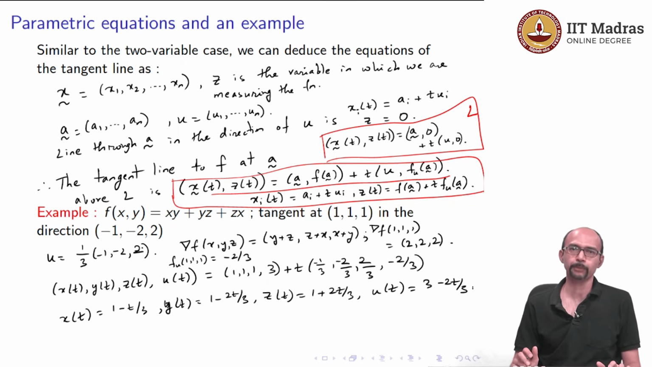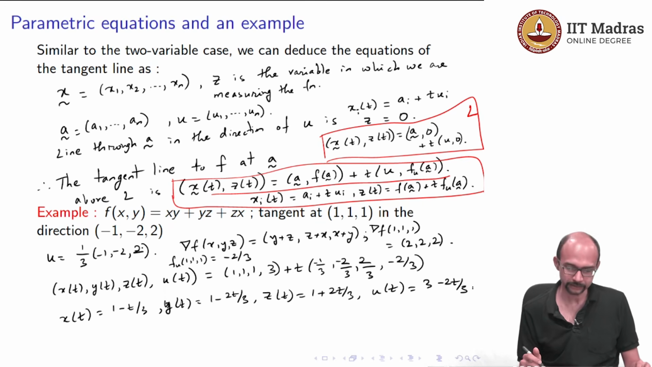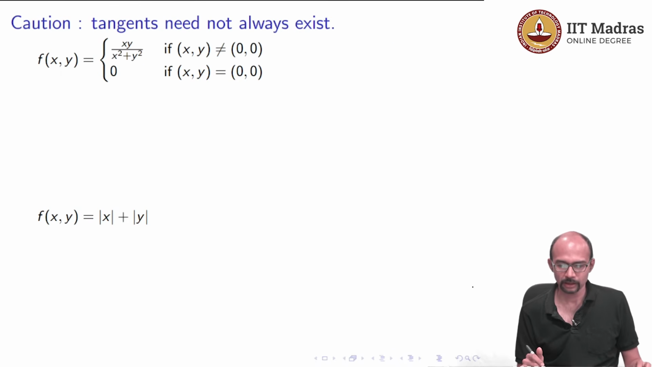Once we know what to compute, it's very easy to actually compute it. Of course, we have implicitly used here that we know that the gradient is continuous, which is why we can compute the directional derivative fairly easily. Okay. So, let us now add a word of caution, because from here it may seem that all is hunky dory. So, let us remember that tangents need not always exist.